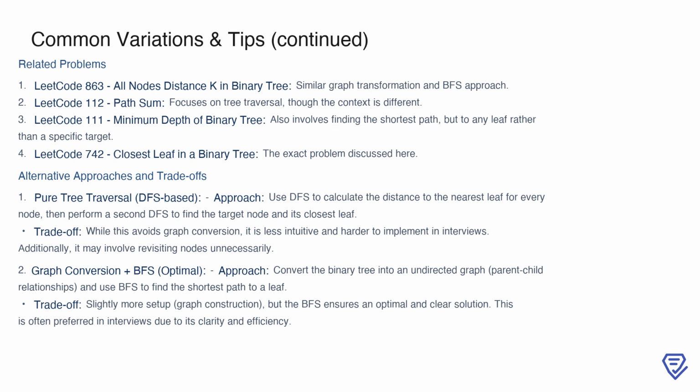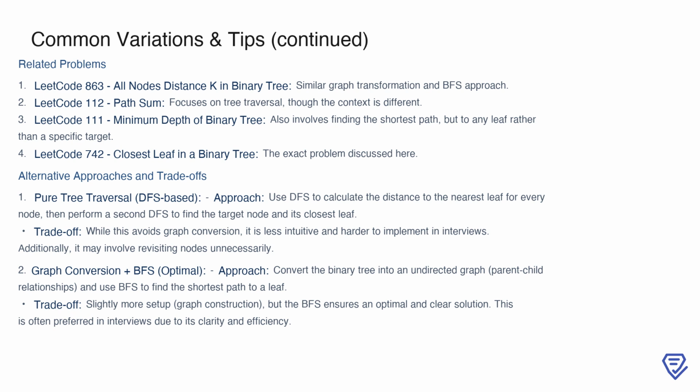For example, LeetCode 863, which asks you to find all nodes at a certain distance from a target in a binary tree, uses a similar graph transformation and BFS strategy. LeetCode 112, which deals with path sums, focuses more on tree traversal, though the concept of exploring paths is still relevant. Another related problem is LeetCode 111, which requires finding the minimum depth of a binary tree, a task that also involves identifying the nearest leaf, though without a specific target node.